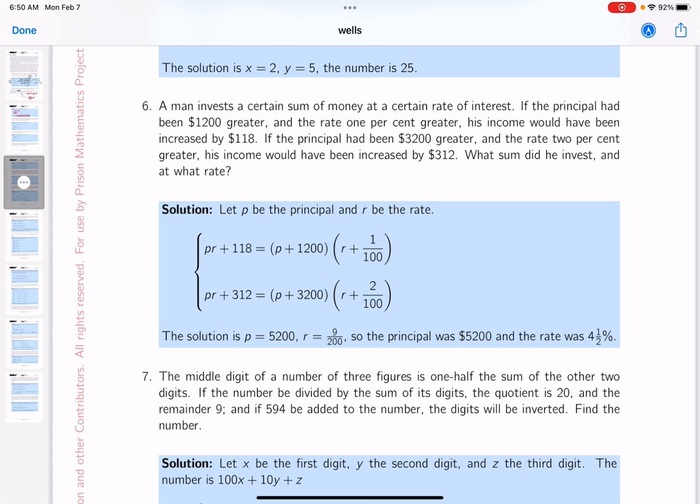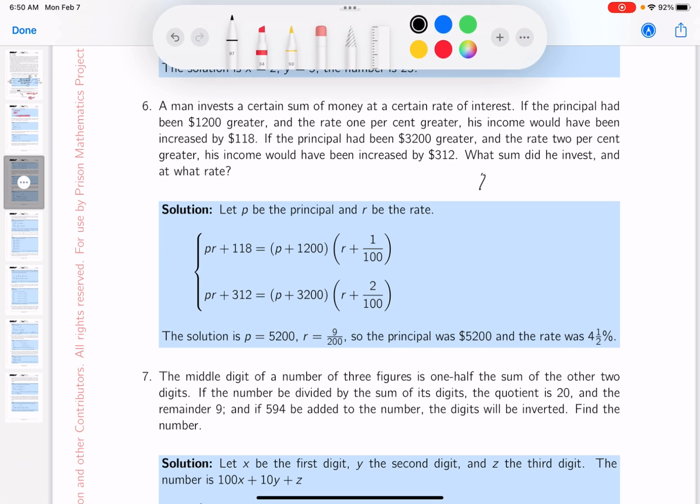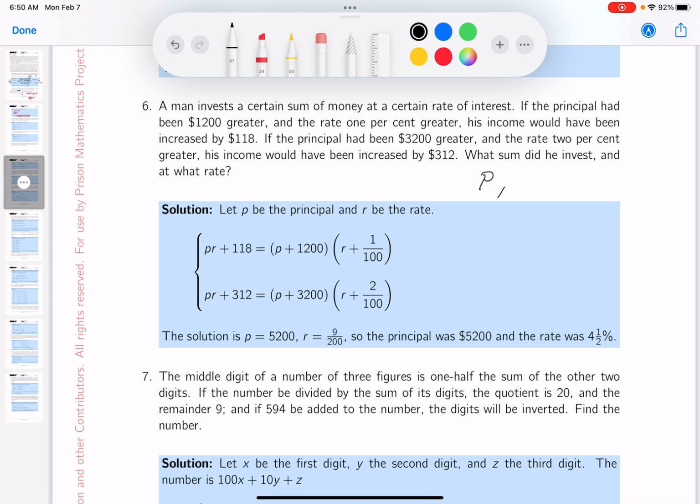Okay, so we're at number 6. It says a man invests a certain sum of money at a certain rate of interest. So I'm going to write that down. I'm going to say the certain sum of money is his principal, the letter P. And the certain rate of interest, I don't know what that is, so I'm going to say it's a letter R.